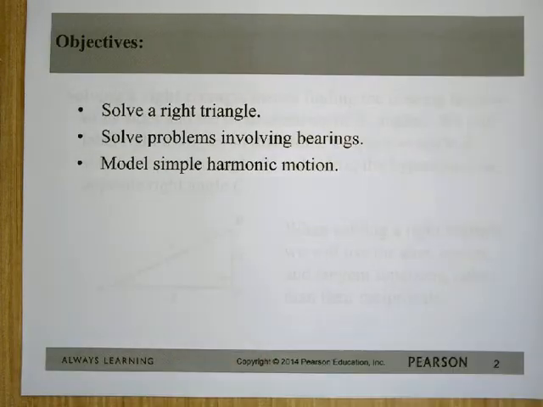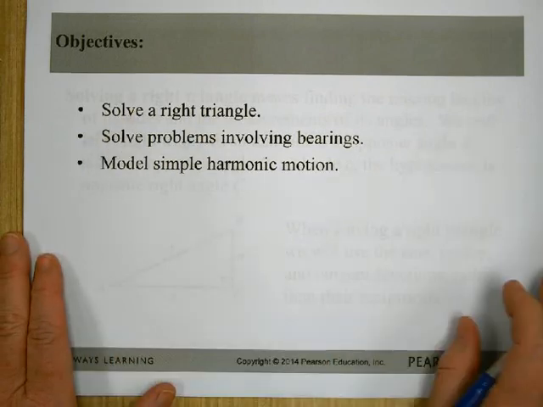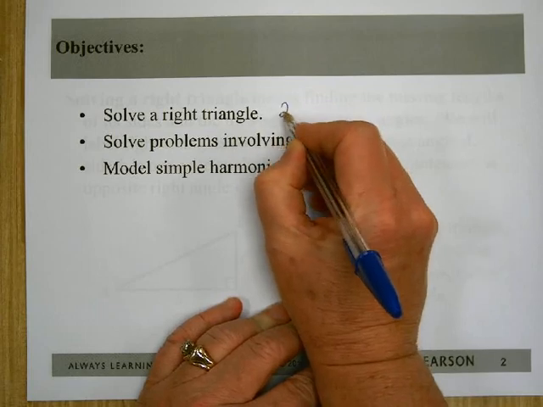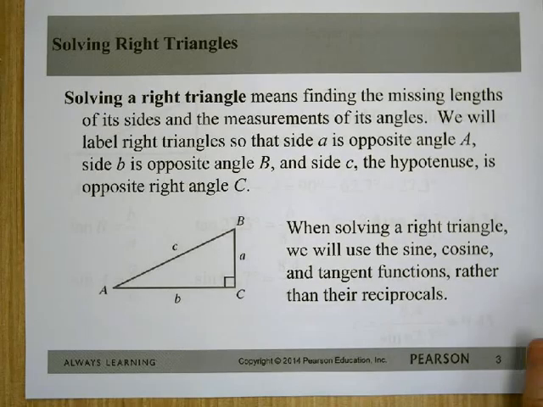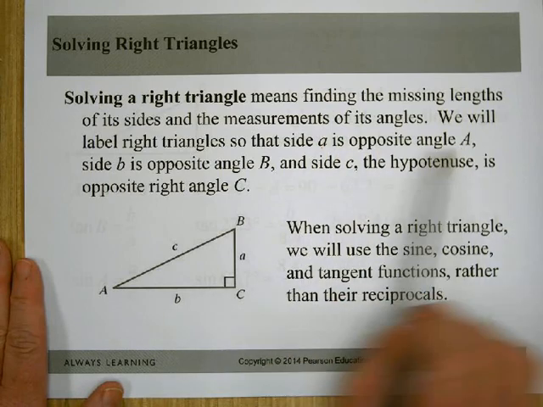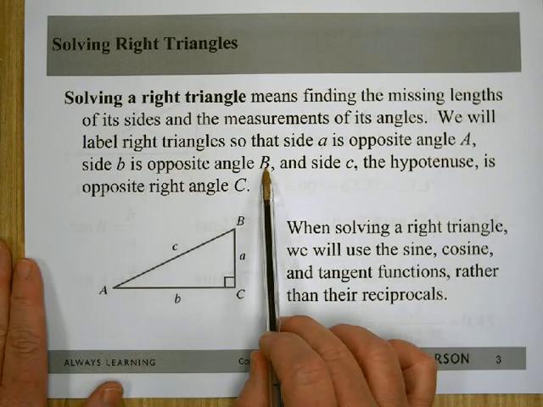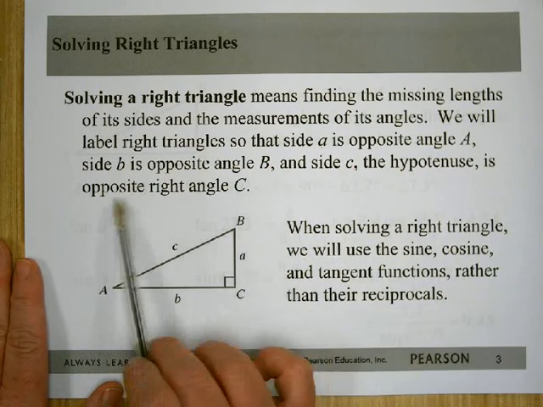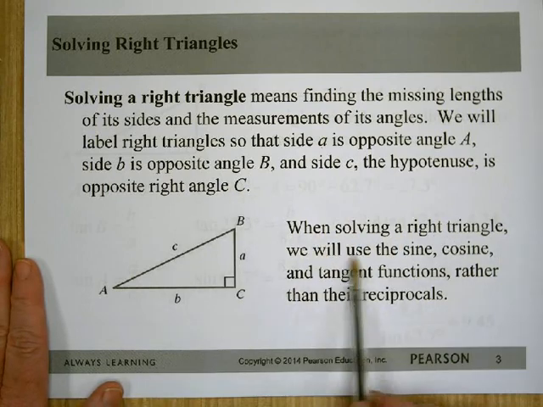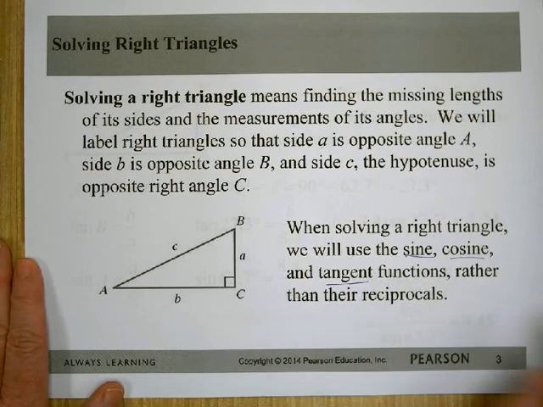We are going to focus this video on solving a right triangle. There'll be a couple other videos coming up. This will be video 2.4a. Solving a right triangle means that you're finding the missing lengths of its sides and the measurements of its angles. We will label right triangles so that side lowercase a is opposite of capital angle A, lowercase b is opposite angle capital B, and side c, the hypotenuse, is always opposite the right angle capital C. When solving a right triangle, we will use the sine, the cosine, and the tangent rather than their reciprocals.